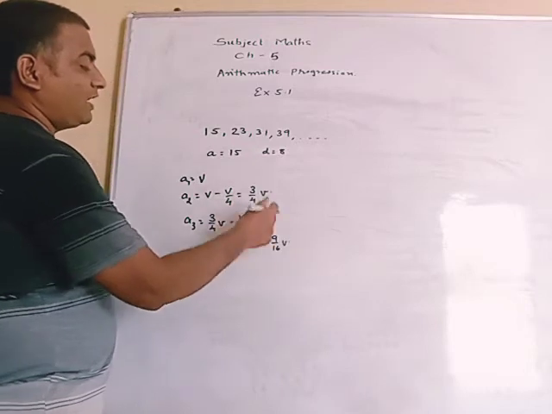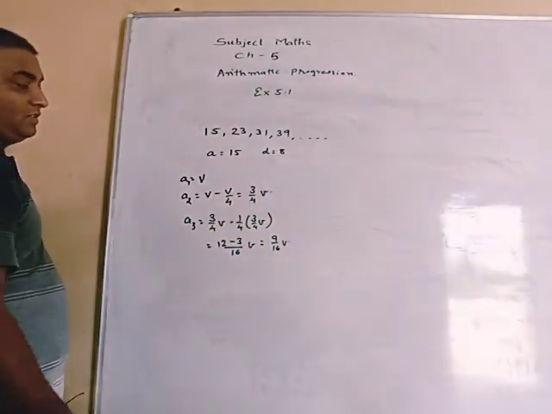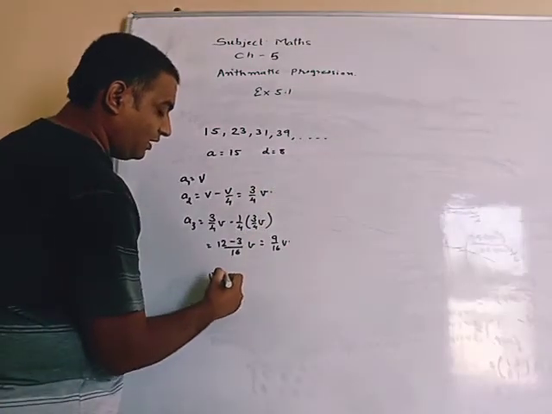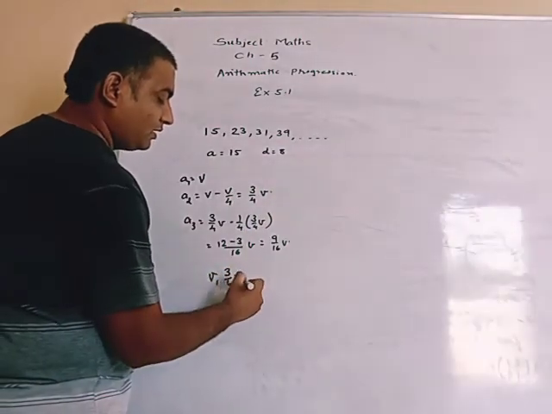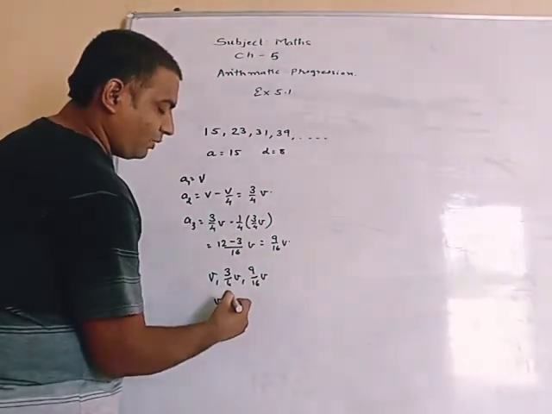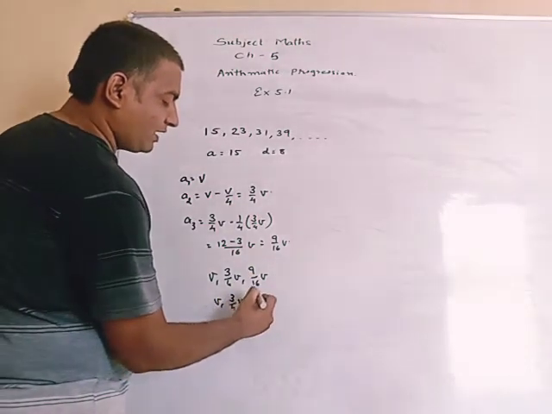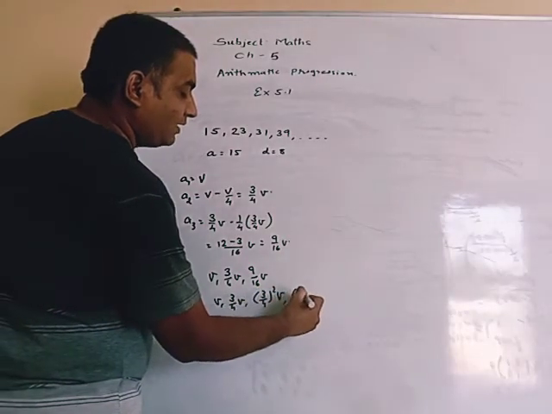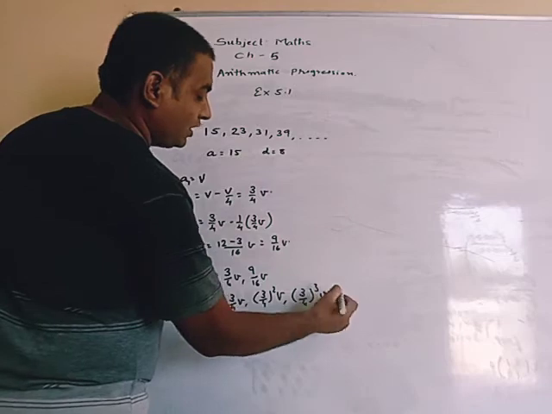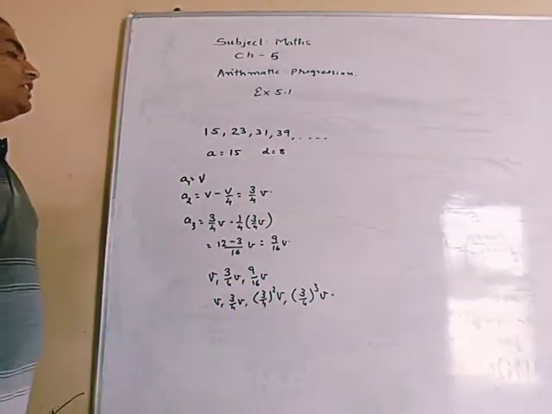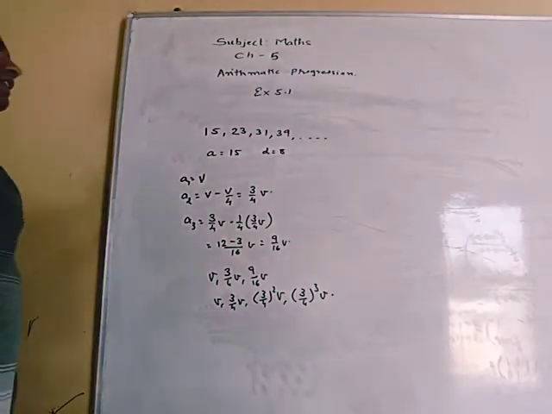So we can see that the difference is not equal. Here the terms' difference is not equal. We are getting the sequence V, 3 by 4 V, 9 by 16 V, which we can write as V, 3 by 4 V, and 9 by 16 we can write as 3 by 4 square V. The next term we will get is 3 by 4 cube V. So here you can see that the difference will never be equal, and so the second situation is not an AP.